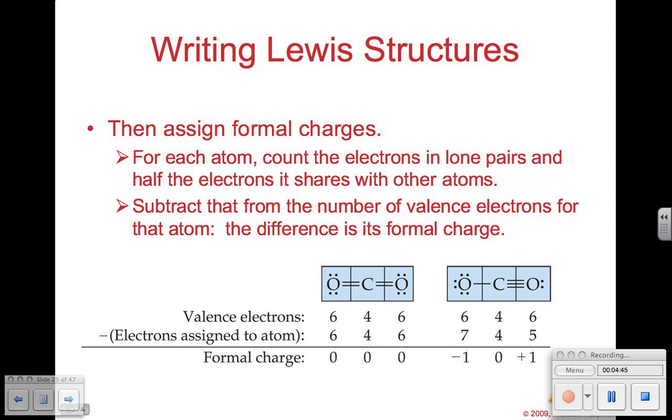To do this, you want to count the electrons in lone pairs and half the electrons it shares with other atoms. So if it's a double bond, then it gets half of that share. For the carbon dioxide Lewis structure that has 2 double bonds, the formal charge is 0 across the board, where the other one has a -1 and a +1. So the one where the carbon dioxide has 2 double bonds is the favorable structure, or the most likely structure, using formal charges.